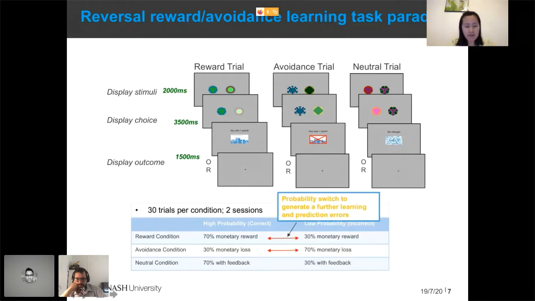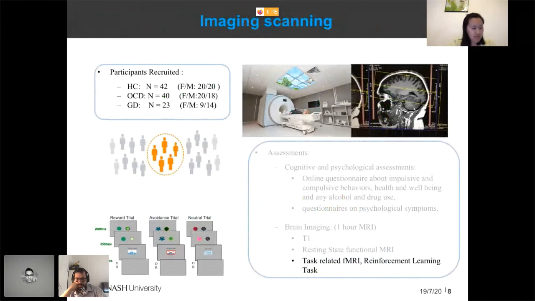Especially, there is a probability switch feature in the middle of the task, in which the correct choice will be changed to the incorrect one and vice versa. The reason we decided on the reversal is to generate further learning of the task and enhance learning signals such as prediction error, which I will introduce later. At the same time, while learning the task, participants were also under fMRI scanning.